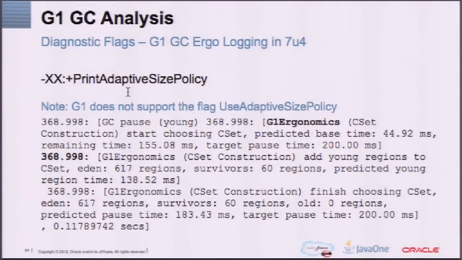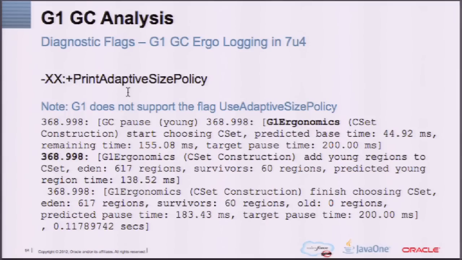Now, there's a diagnostic flag called PrintAdaptiveSizePolicy. The first thing to note is that we do not support adaptive size policy, the flag itself. It's only supported for parallel GC. But we do use that flag to find out ergonomic information right here, as you can see.